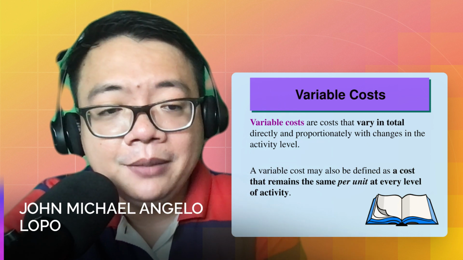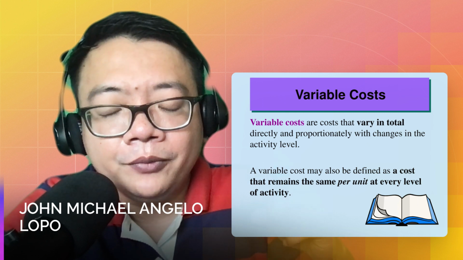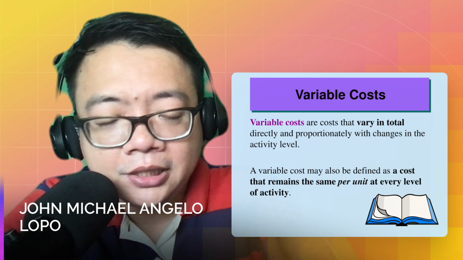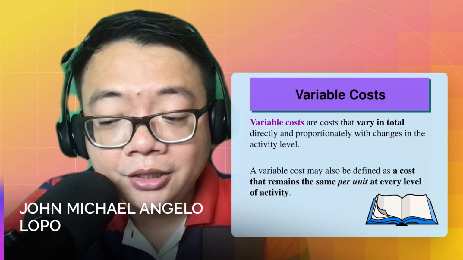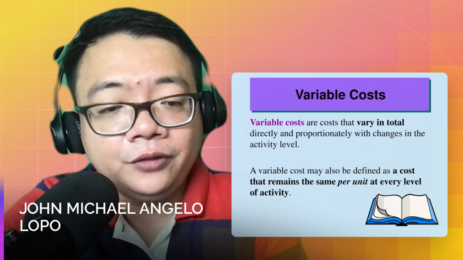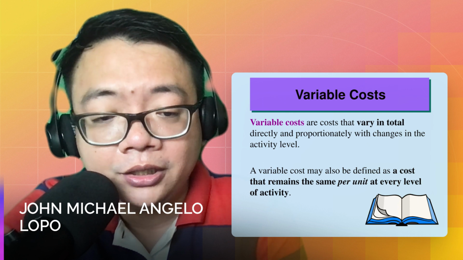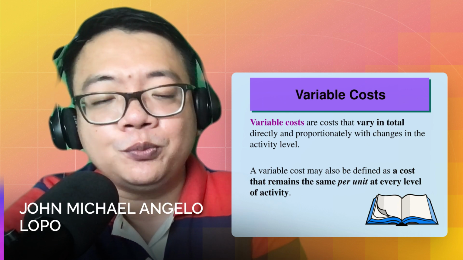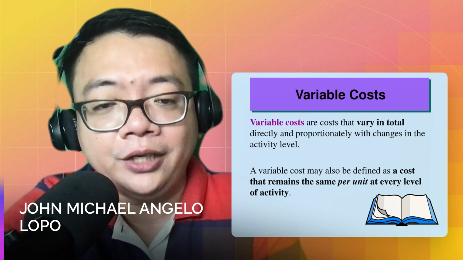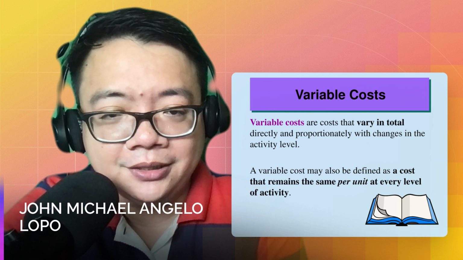What else? Your direct labor. If your sales will increase, direct labor will also increase. How about the overtime of the employees, like the factory workers? It will also increase. Why? Because overtime is part of the manufacturing overhead. It will also increase. All right.